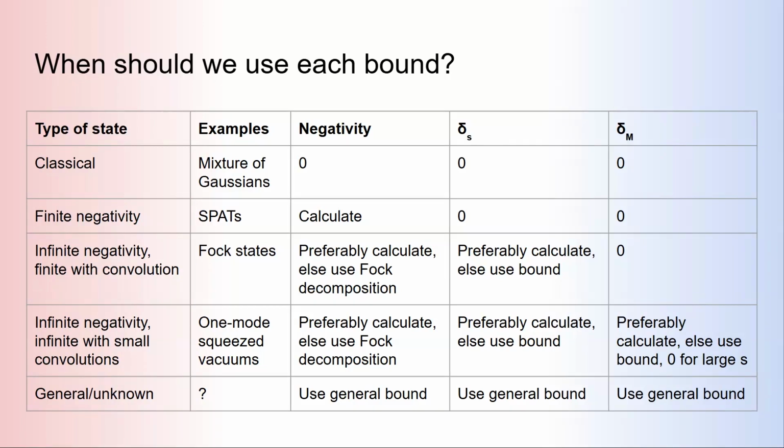And the same with delta S, which I gave a bound for, but you should just calculate it if you can. Infinite negativity that is still infinite with small convolutions, such as the spontaneous squeezed vacuums. Again, repeating myself, but preferably calculate it. Otherwise, use the Fock decomposition, or everything basically. And then if we know nothing, then we have to use these general rules.